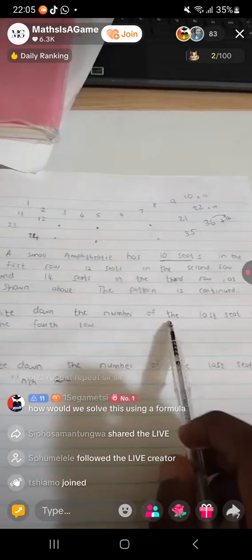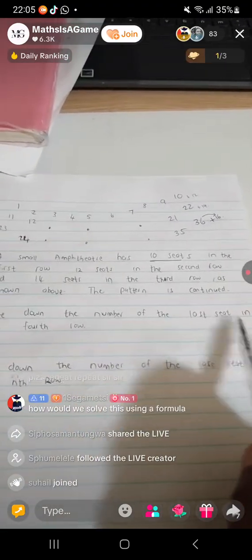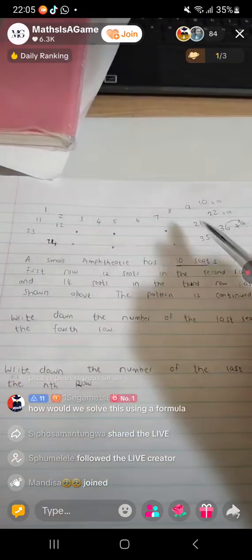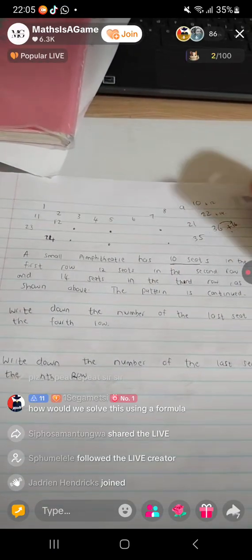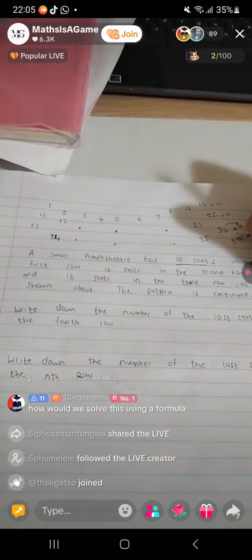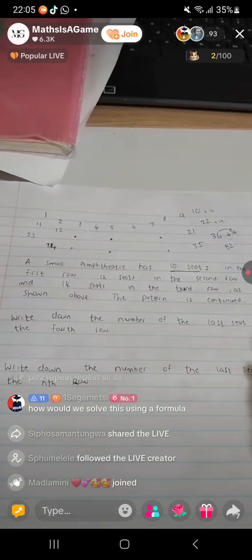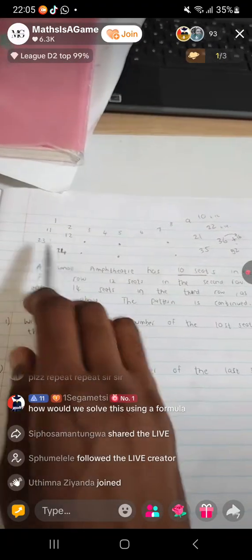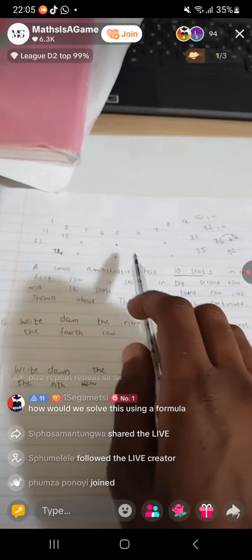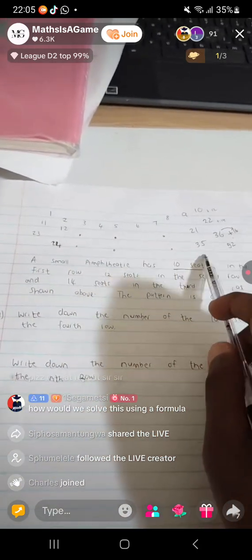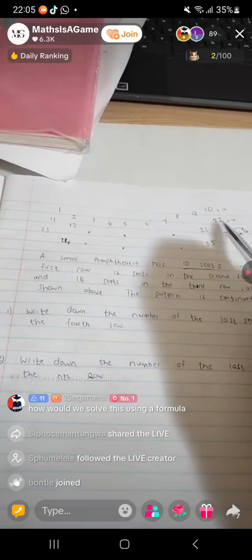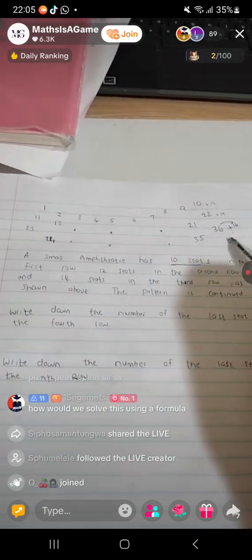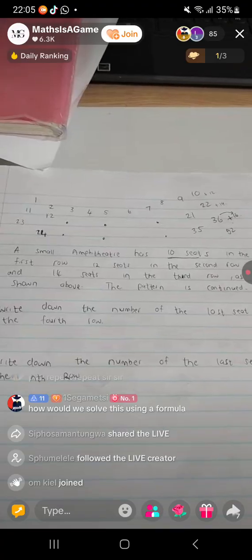Okay, so write down the number of the last seat in the fourth row. If we're going to add 16, then it means the last seat will be what, guys? It will be the 52nd seat. Okay, because we are going to say 37, 38, 39, 40, 41, 42, 43, 44, 45, 46, 47, 48, 49, 50, 51, and lastly, the last seat in this fourth row will be seat number 52.